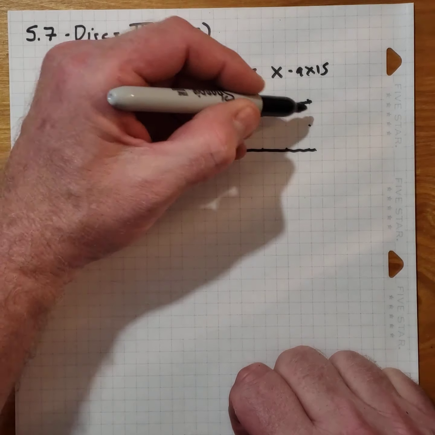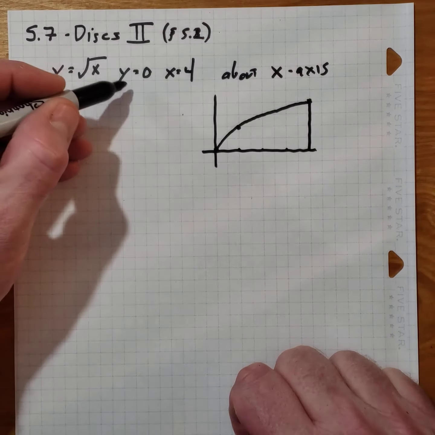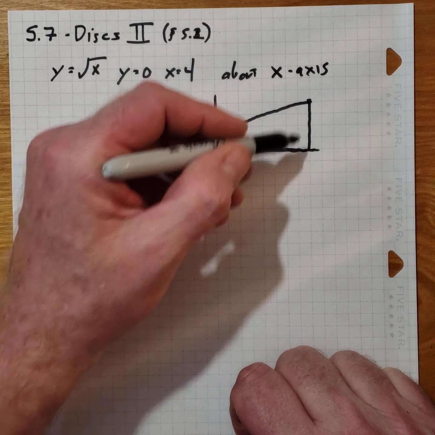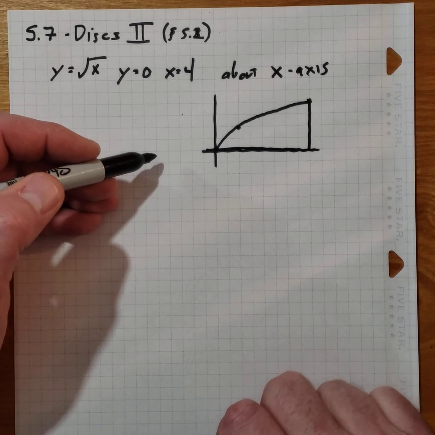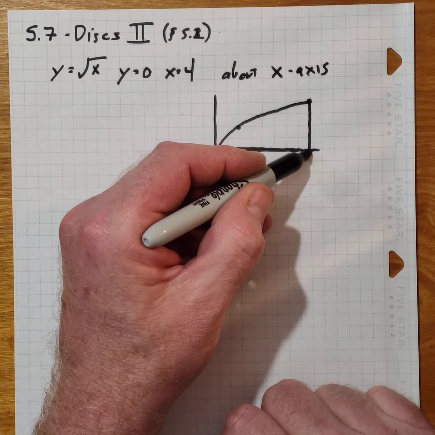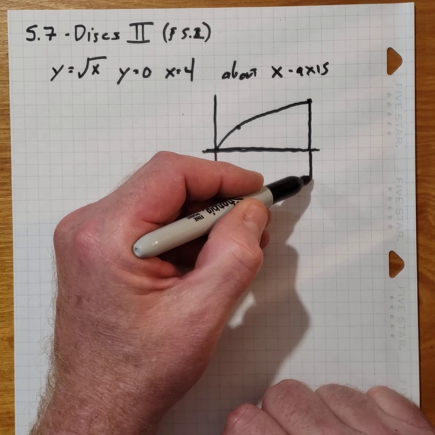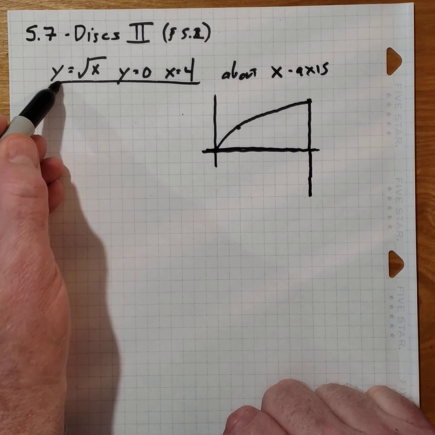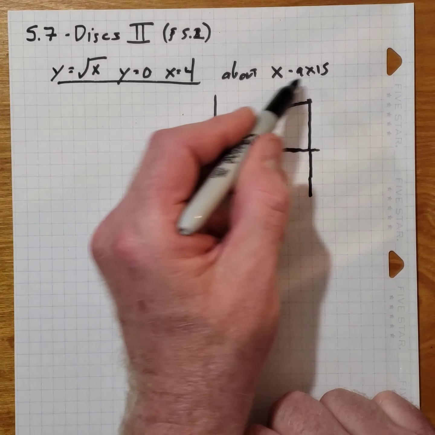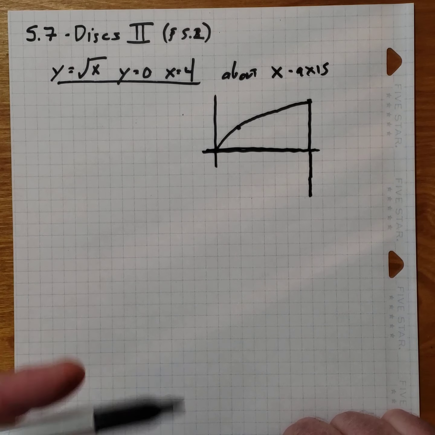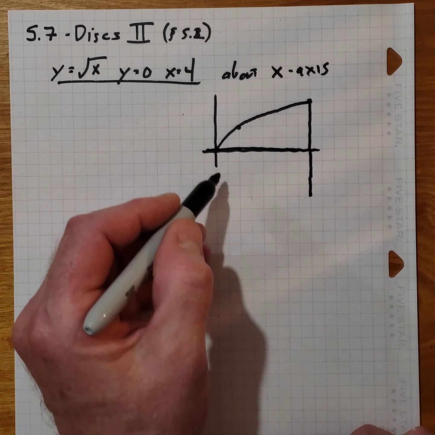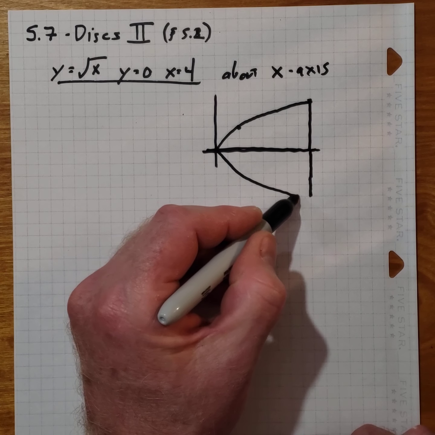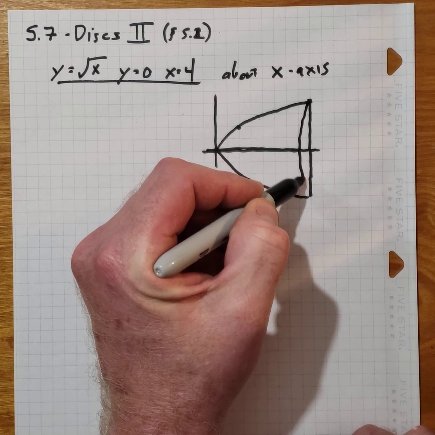The line x equals 4 is the vertical line there, and the line y equals 0 is the x-axis. So we're talking about the region that's captured by those three lines. Sometimes it'll be more than two curves, sometimes it'll be two, but you'll always be given enough curves to enclose a region and an axis to rotate about, which for our purposes will always be the x-axis. When we rotate this about the x-axis, we are going to get a three-dimensional shape.